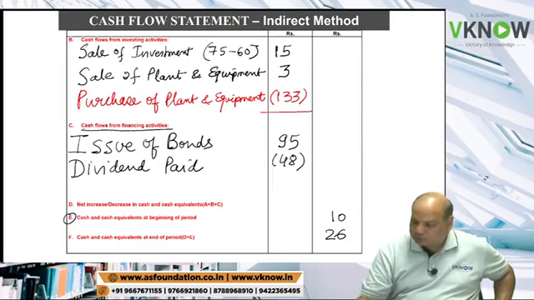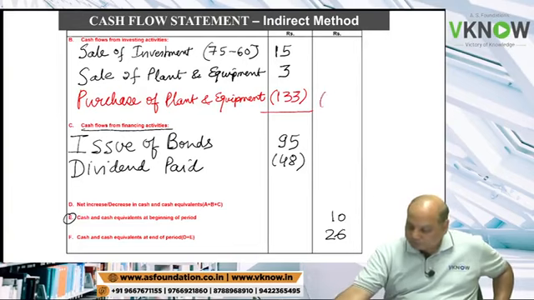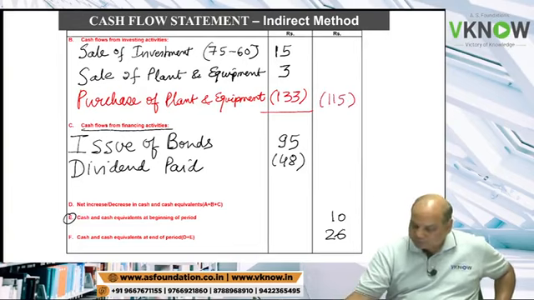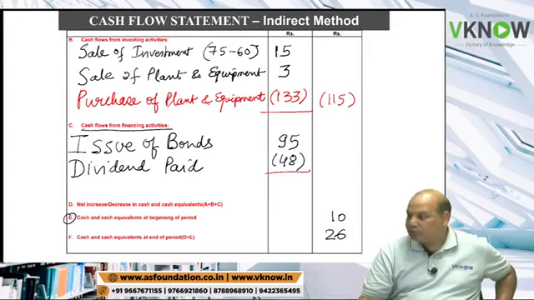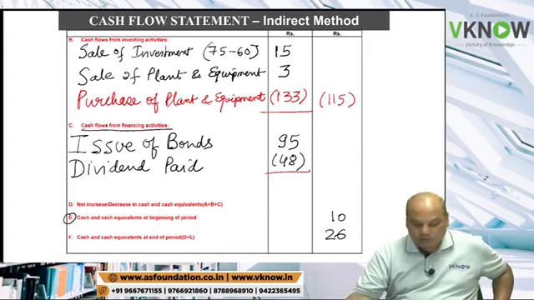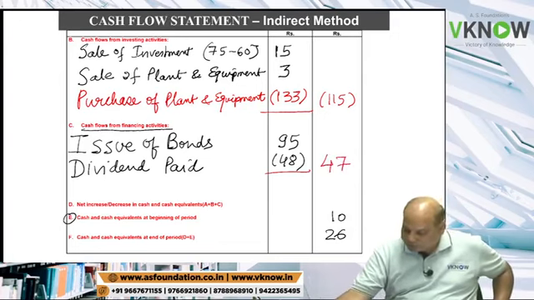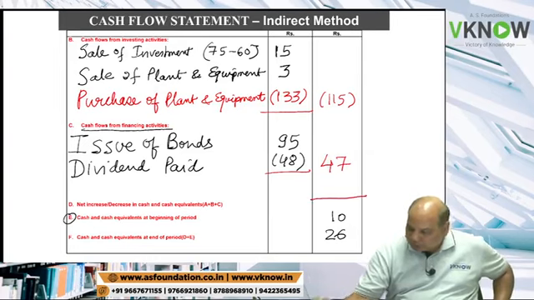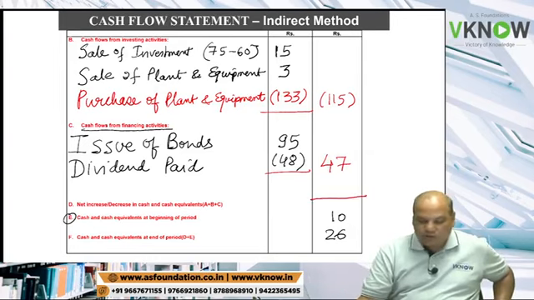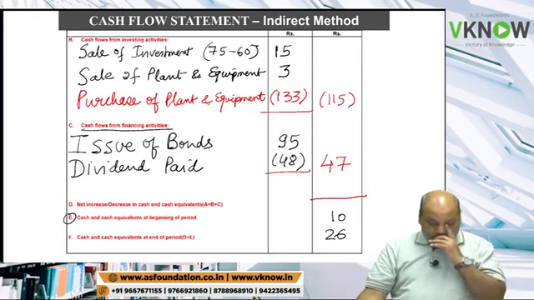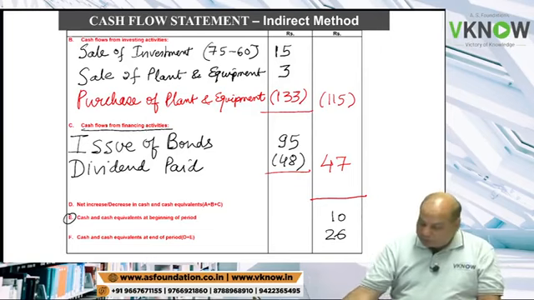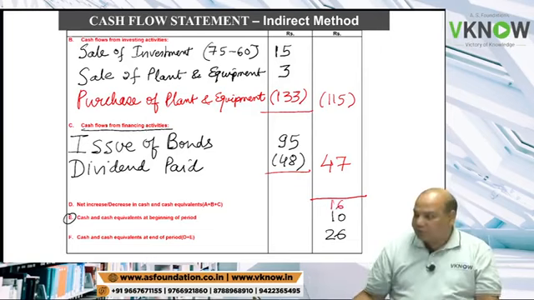Cash flow from investing activity, 115. Cash flow from financing activity, 47. Net increase in cash and cash equivalent, 16.